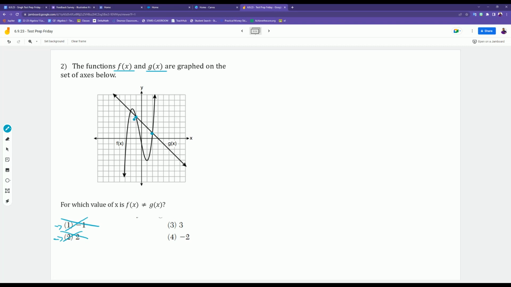Let's go to 3. Going to 3, 1, 2, 3 on the x-axis. I'm going to look up. I'm going to look down. And they never are on the same point. 3 is our answer, but let's just double check. Let's look at -2. When I'm at -2, 1, -2 is right here. If I go up, up, up, up, right here, they're both on the same point. So our option is 3.